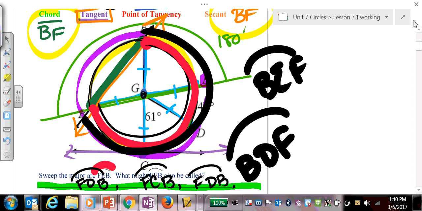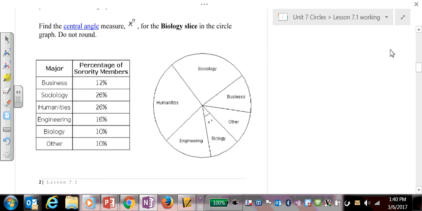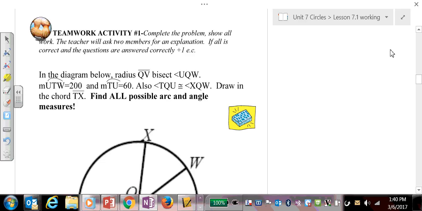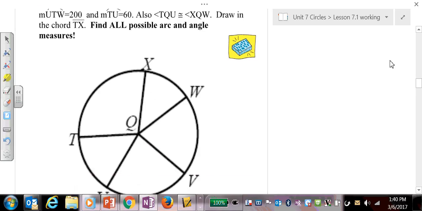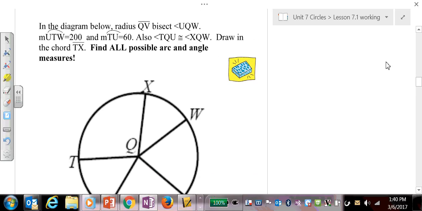Ready, swing into your teams, flip the page. You are now looking at teamwork activity 1, okay? Swing into your teams, please. Okay, lights, please, Nick. You're going to get 2, possibly 3 shots at extra credit. Step 1, I want you to read aloud the instructions. Stop talking, go.